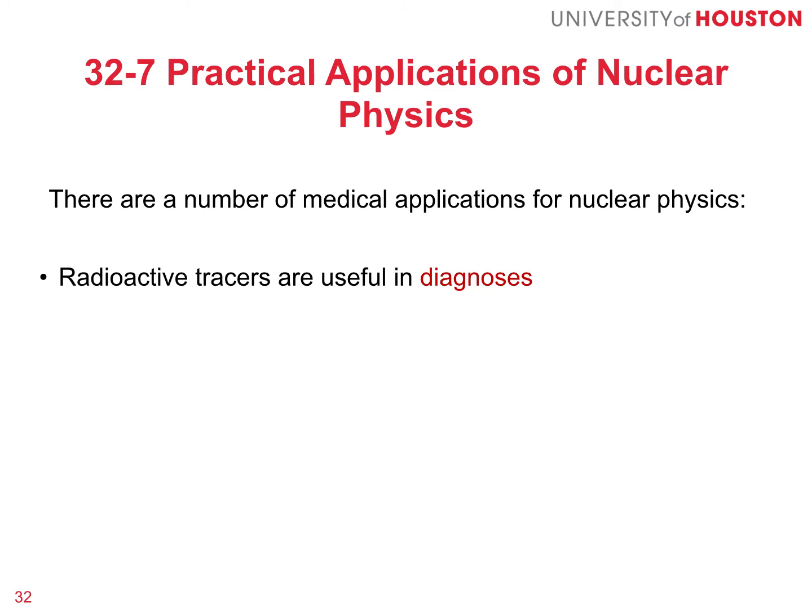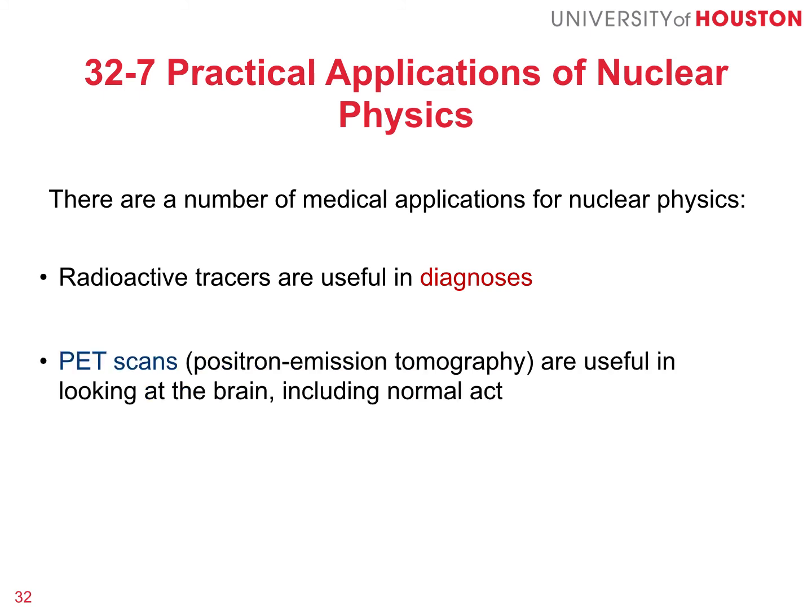There are also PET scans, positron emission tomography, where a positron electron pair is emitted within the body, and one can look at the emission patterns and diagnose things such as tumours and other sorts of things that are abnormal.